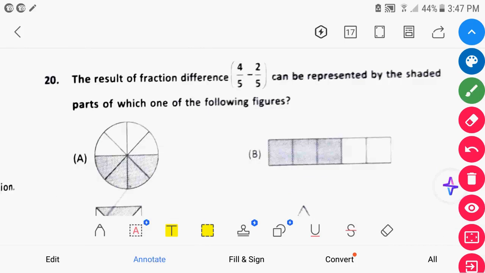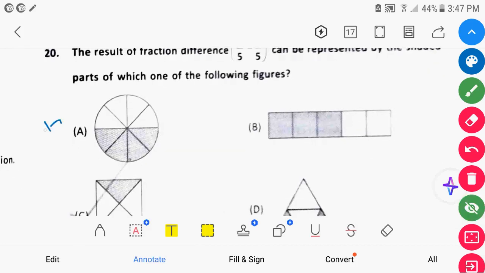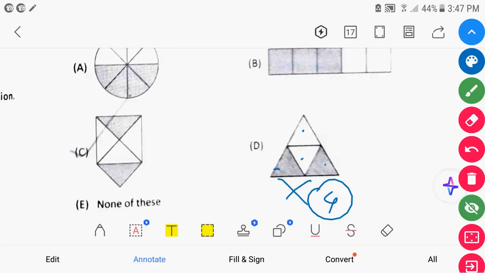So this figure has 8 equal parts, so this is not your answer. This figure has 5 equal parts but 3 shaded portions. We need only 2 shaded portions, so this is also not an answer. This figure has 1, 2, 3, 4, 5 equal parts and 2 shaded portions. So this can be the answer, but we'll check D also. 1, 2, 3, 4 parts, not 5 parts. So again this is not your answer. So the answer is answer C.